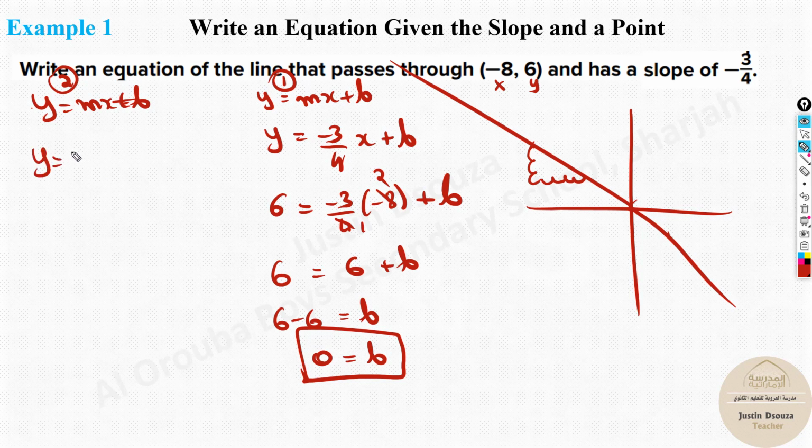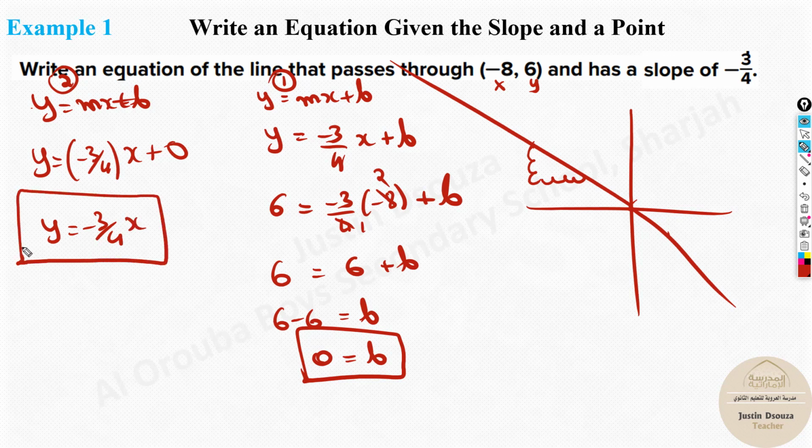y equals, what is the slope? It is negative 3/4 x plus 0, which is y equals negative 3/4 x. This is the equation of the line. That's it. You can see there is no plus or minus added, so it passes through 0, and this is the partial graph. So this would be the final answer. No need of a graph or anything.